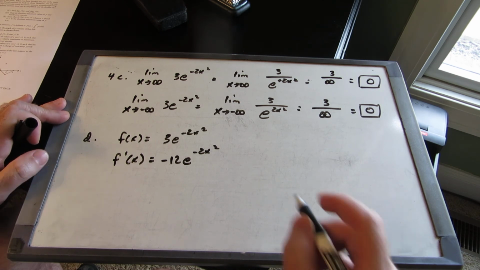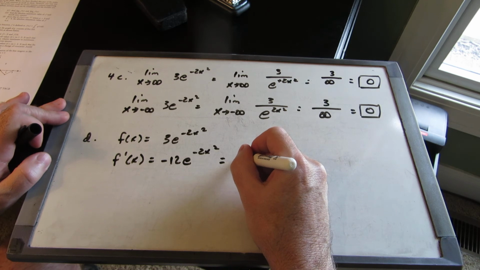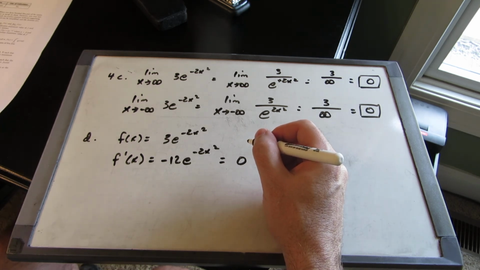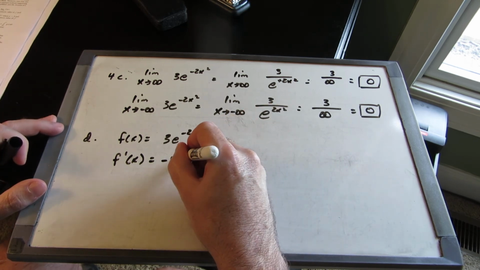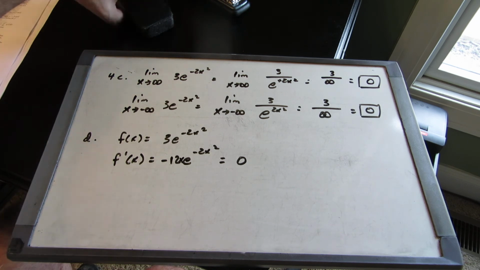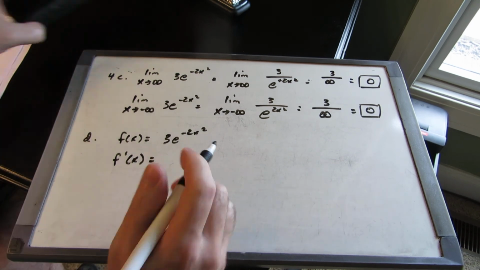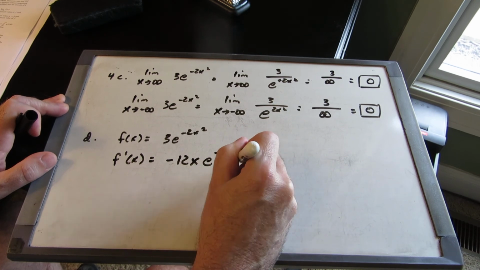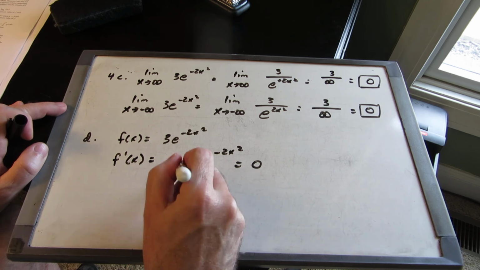And we're going to set that equal to 0. Okay, so what is the maximum value? Well, I'm sorry, times negative 4x, so we would have an x in here. Let me rewrite that. Negative 12x e to the minus 2x squared. Set that equal to 0. Well, where is that thing going to be 0? Well, there's only one spot. It's when x equals 0.